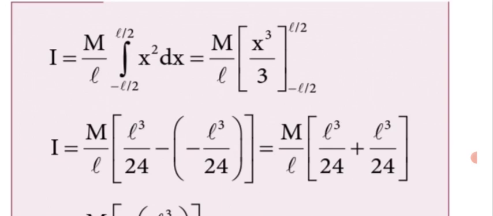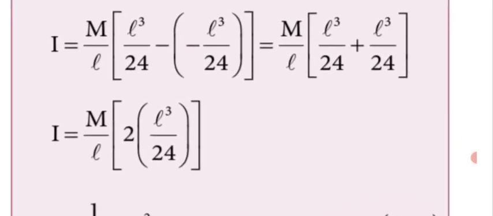The same thing, here also you are substituting L by 2 in place of x, the whole cube, so you will get L cube by again 8, and already 3 is there, so that is L cube by 24. So minus of minus becomes plus, so 2 times L cube by 24, the 2 and 24 will get cancelled, you will get 1 by 12.